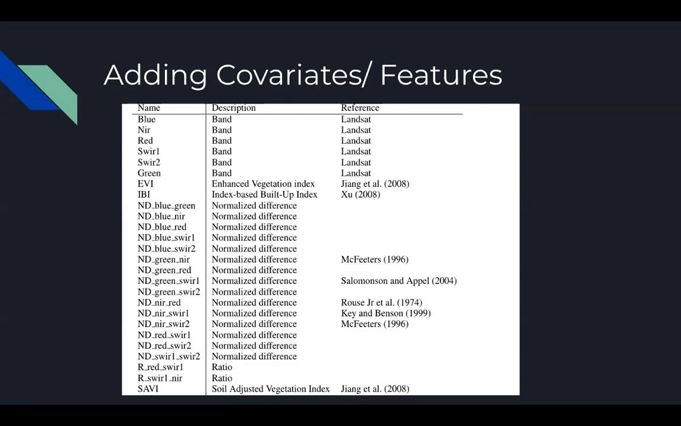So we added the bands from Landsat, and then we calculated the enhanced vegetation index, the index-based built-up index, and then the normalized difference index from different bands, and then the ratio index, and then the SAVI index, and then we combine all of those covariates into our features.